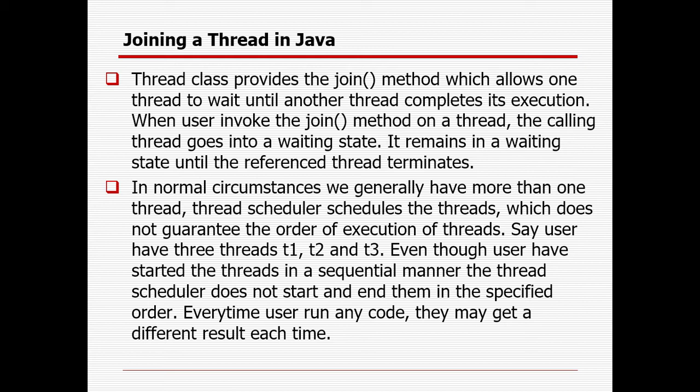In normal circumstances, users generally have more than one thread. Thread schedulers schedule the threads, which does not guarantee the order of execution. Suppose a user has three different thread instances, T1, T2, T3. Even though the user has started the threads in sequential manner, the thread scheduler does not start and end them in a specified order. Every time the user runs the code, they might get a different result. That is the reason the join method plays an important role for threads.